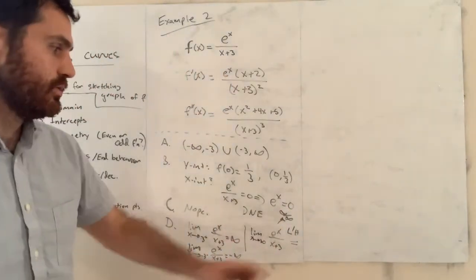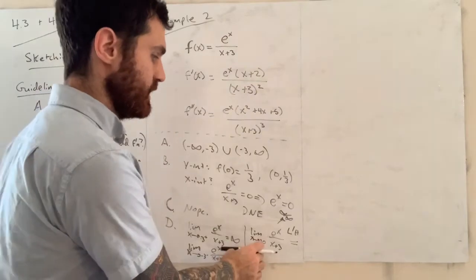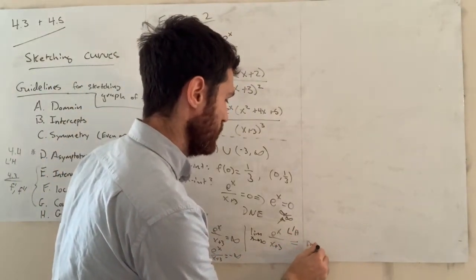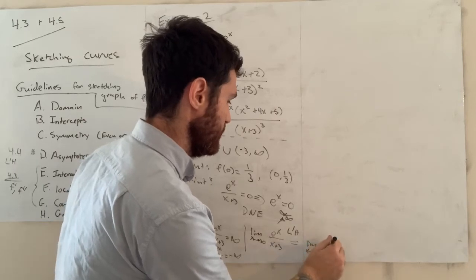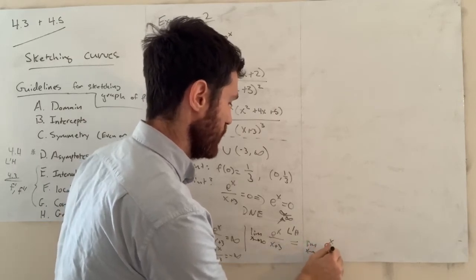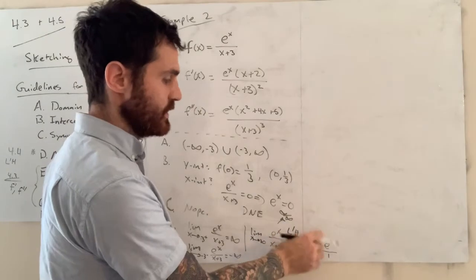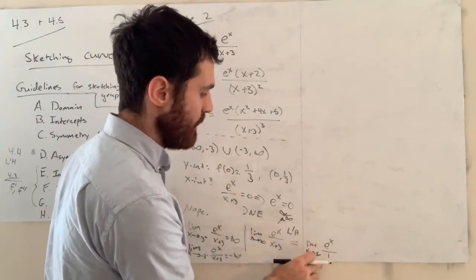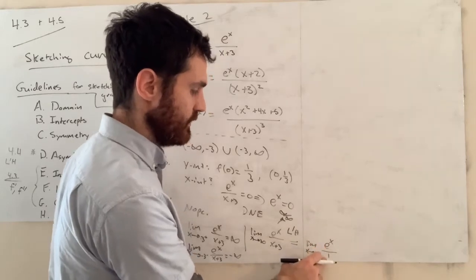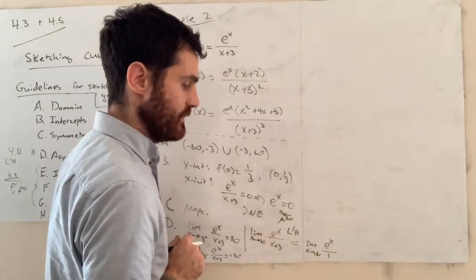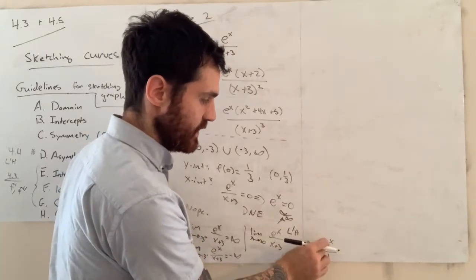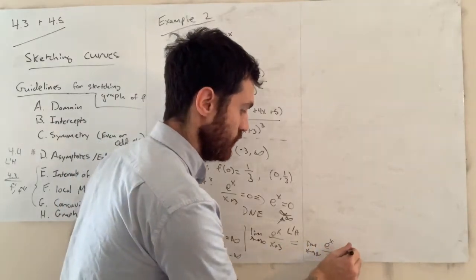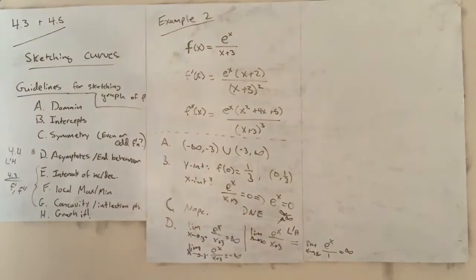And so I get to use L'Hopital's rule. L'Hopital's rule says this limit will be equal to the limit of the ratio of the derivatives. So you take the derivative of the top, compare it to the derivative of the bottom, and then take that limit. Well, this is going to be e to the x over 1. Take the limit as it goes to infinity, you're going to get infinity there.